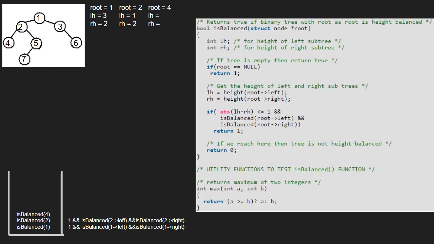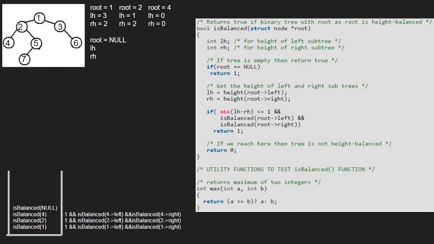Again, we get the left and right height of node 4. Since 4 is a leaf node, both LH and RH will be equal to 0. Since the difference is less than 1, we pass the left child of 4 which is null. Since root is pointing to null, we return 1. Next, we pass the right child of 4 which is also null. Since root is pointing to null, we return 1. 1 and 1 and 1 will return 1 and we finish execution for node 4. Now we pass 2's right child which is 5, so root will point to 5.